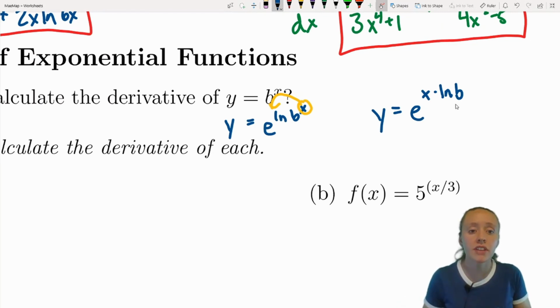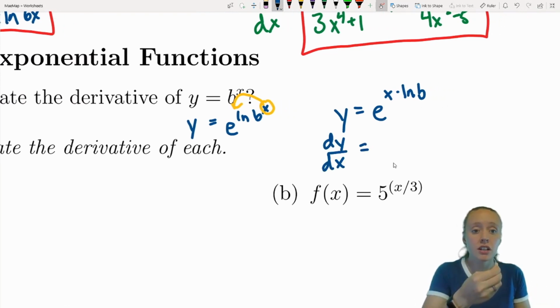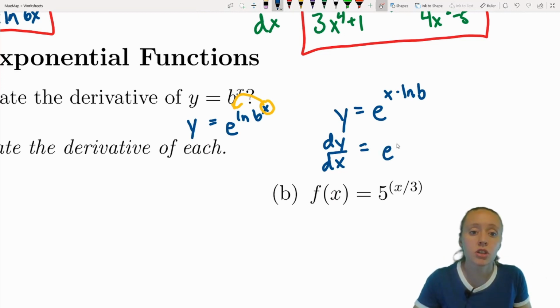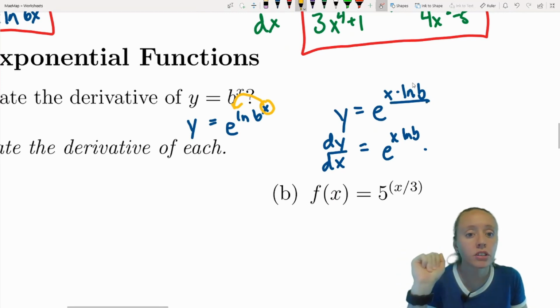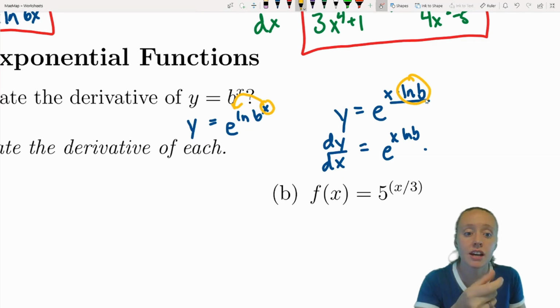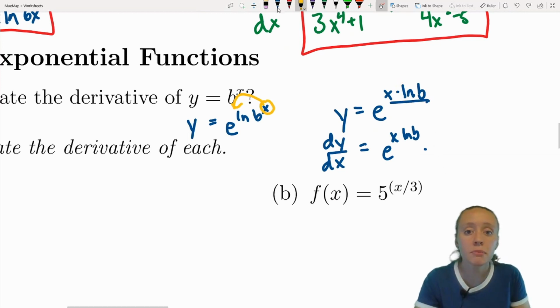What's the derivative of e to the x ln of b? dy/dx is going to be e to some function times the derivative of that function. So e to the x ln of b times the derivative of x ln of b. What's the derivative of x ln of b? You might be thinking product rule, but we don't have to use the product rule because b is just a number. So ln of b is some constant times x. Constant multiple rule, that's just going to be multiplied by the ln of b.